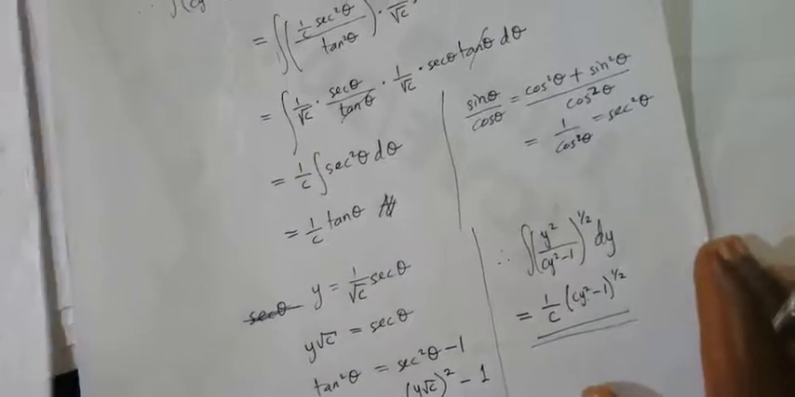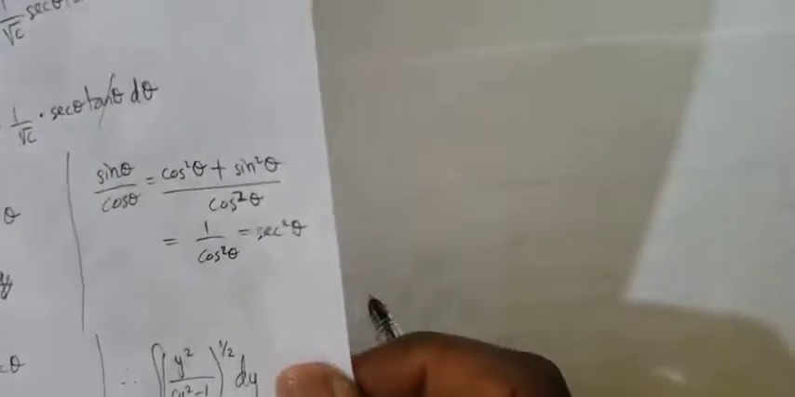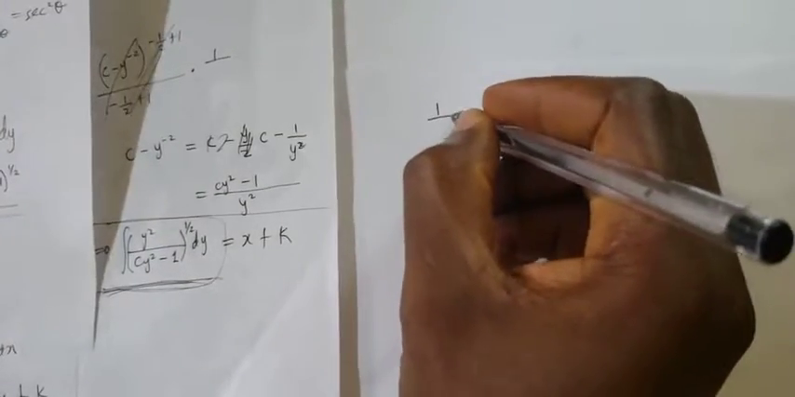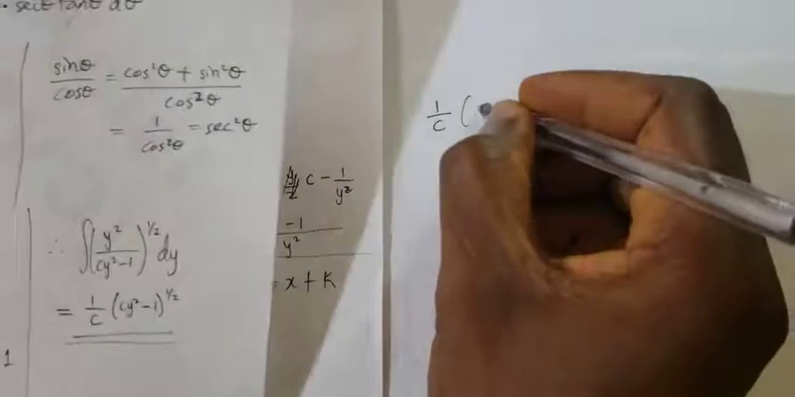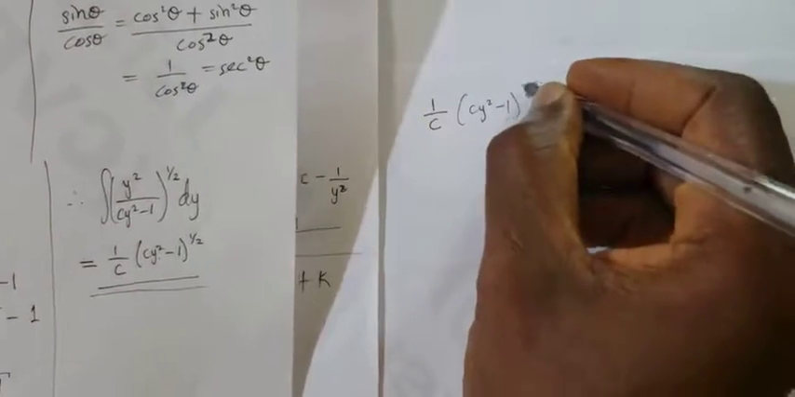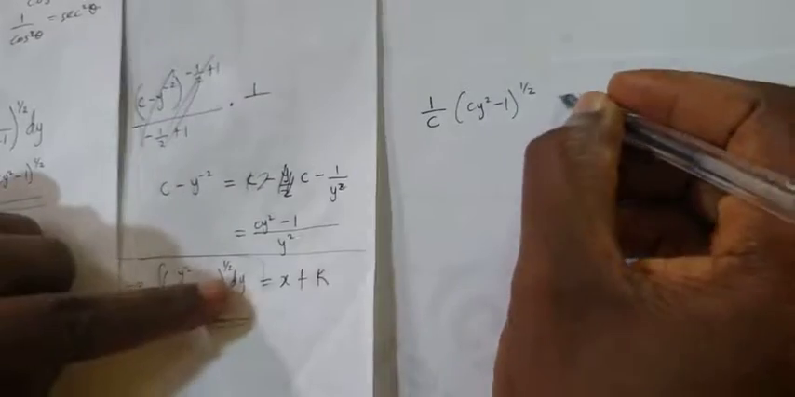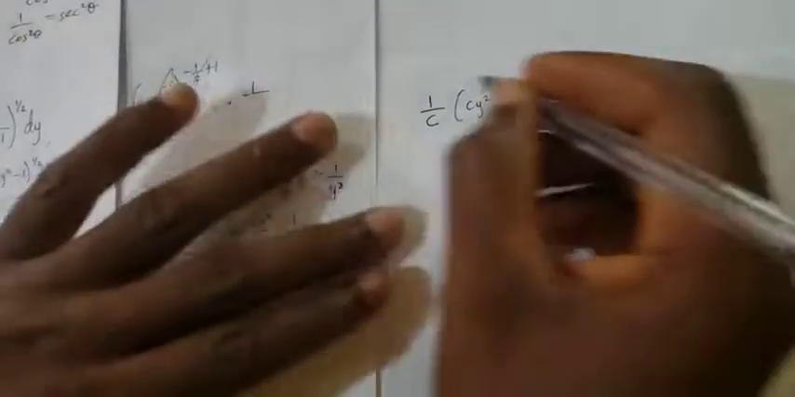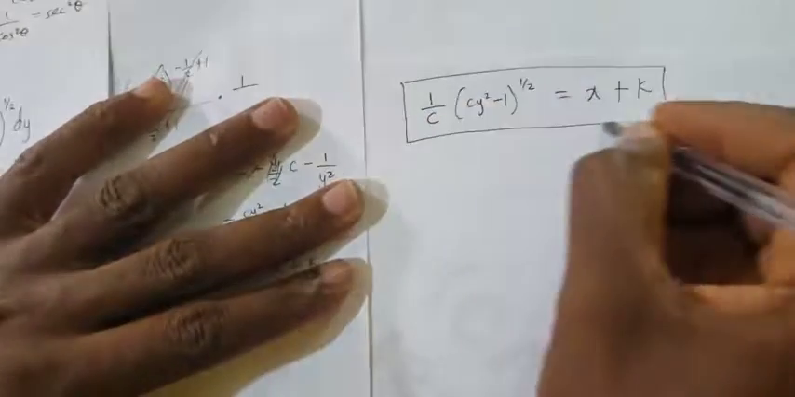But I noticed that this was not a smart way to solve this problem, but it's fine, it's correct though. Let me write out the answer first. I just checked something here, that this is not so smart an approach to getting that integration, so I'm going to show you something now. But let's write out this answer first. I've gotten this integral now, so our answer to the differential equation is 1 over c times cy squared minus 1 raised to the power 1 over 2, that's the integral, is equal to x plus k. That's the solution, and we're good to go.